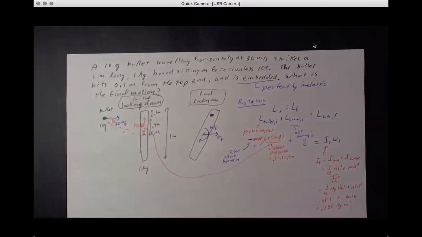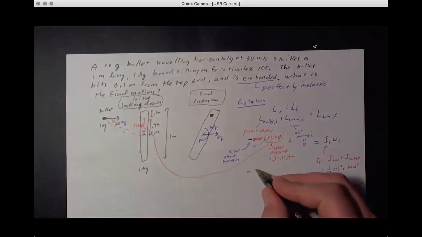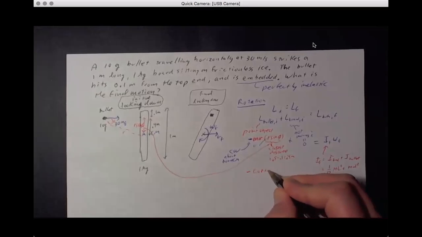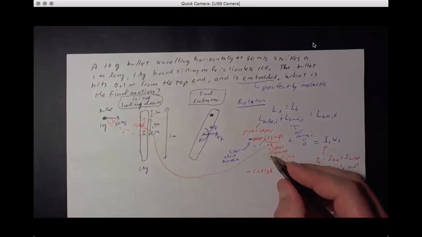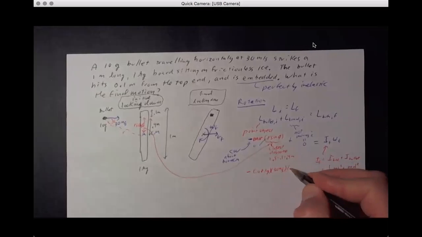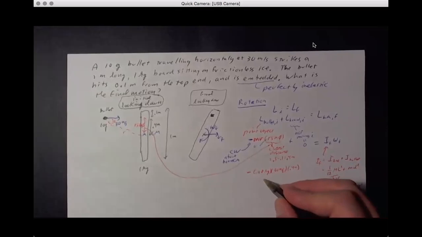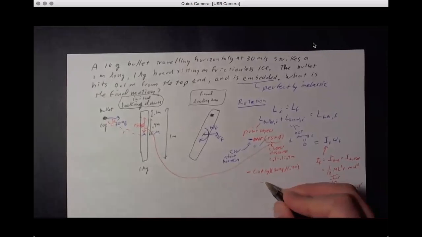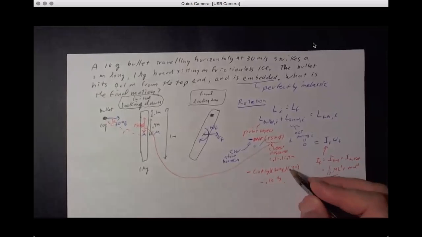Okay, and so if we then draw everything down here, this side here is minus 10 gram is 0.01 kilogram, V 30 meters per second, R sine phi 0.4 meters. Multiply that out and you get minus 0.12 kilogram meters squareds per second.